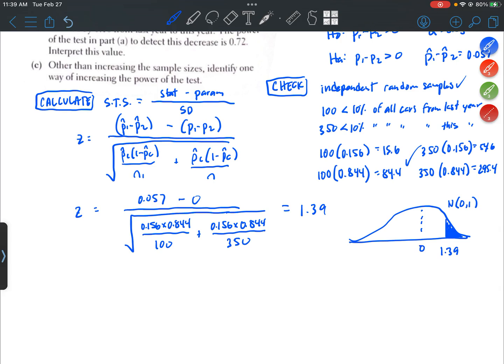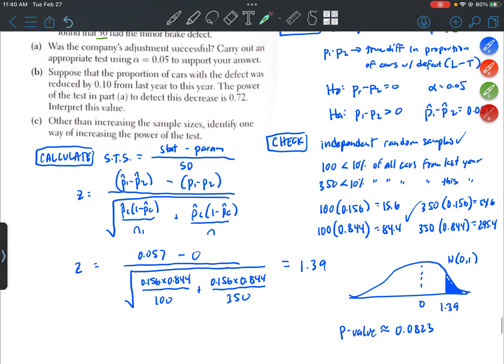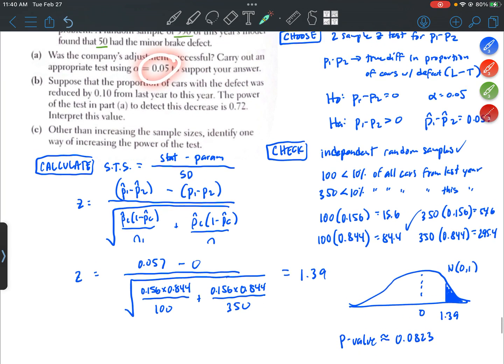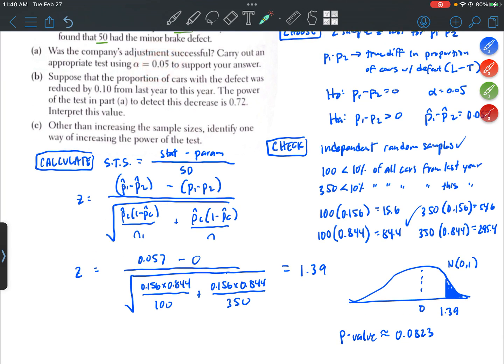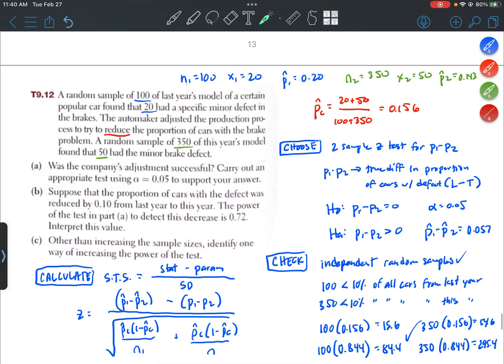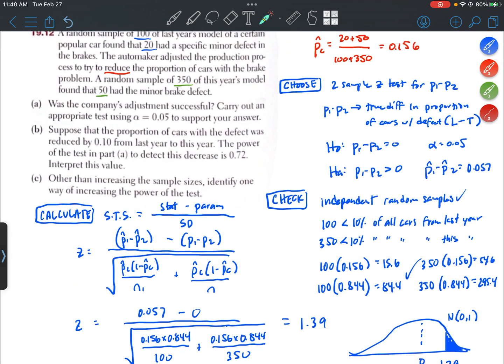Okay, so the p-value is approximately 0.0823. Now, that is greater than our significance level, right? So this result is not statistically significant. We are going to fail to reject the null hypothesis. We do not have convincing evidence that the adjustment reduced the proportion of cars with the defect.